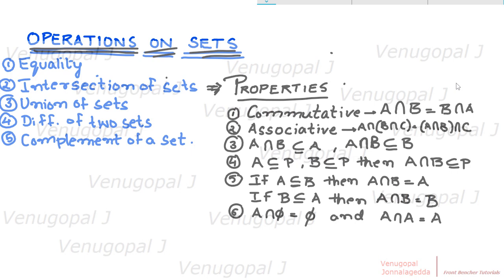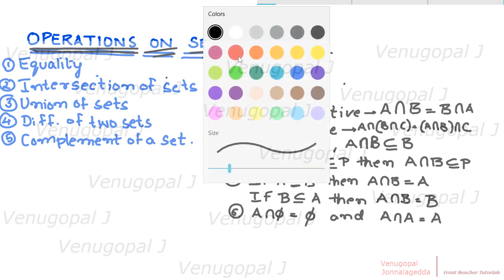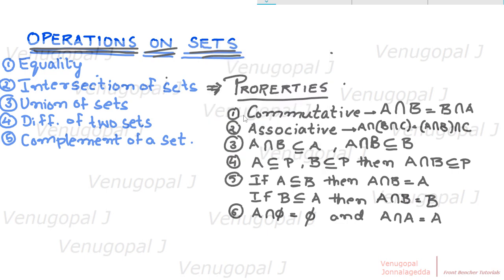Hi. So today let's continue with our intersection of sets. Today we're going to discuss the properties of intersection of sets. Okay. So first property is... let me choose another color, say green. So first let's discuss this first property, which is the commutative property.